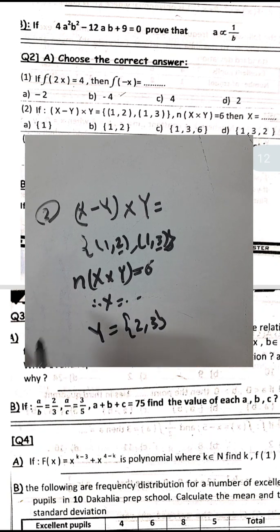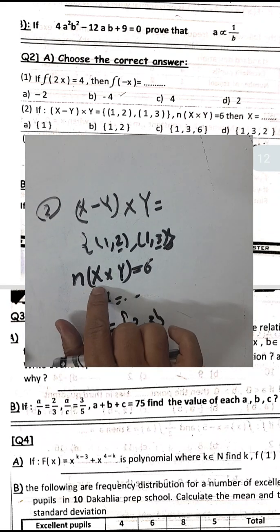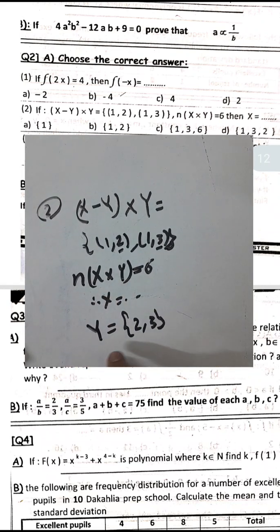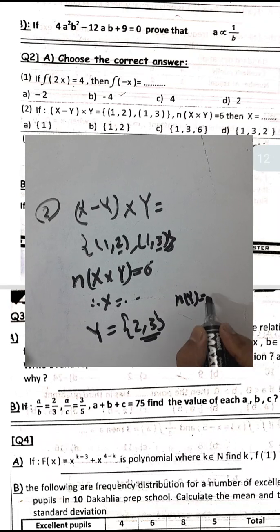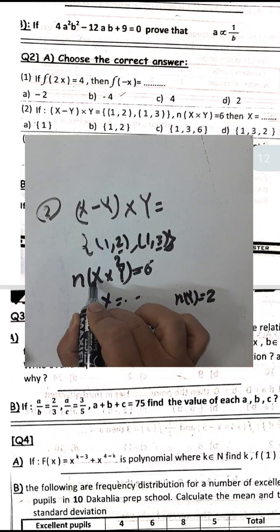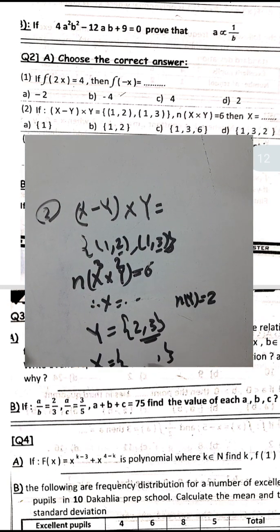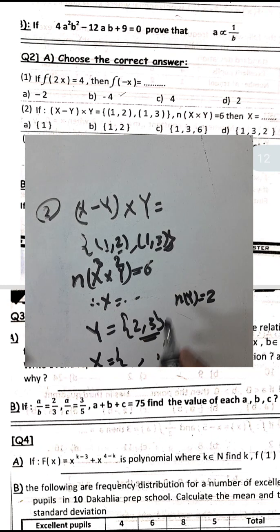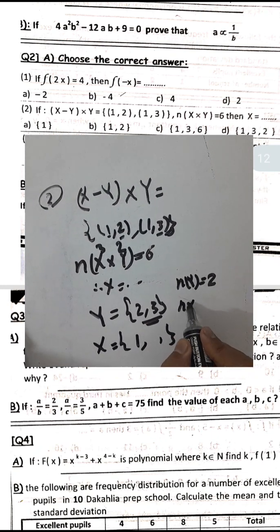And x minus y is 1, and he gives us that the number of elements in the product of x and y equals 6. Then y has 2 elements, and we write 2 here. 2 times 3 equals 6. Then x has 3 elements. One of them will be 1. We have 1 here. Then the number of elements in x will be 3.